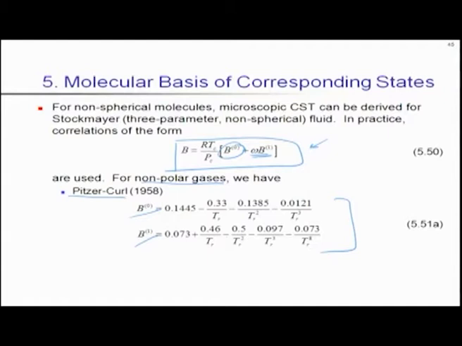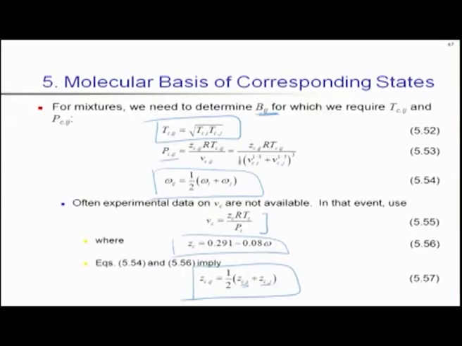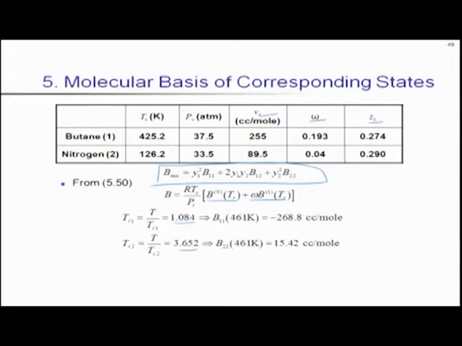Let me go back and look at this expression again. This was B0, which depends on Tr, and this is B1, which also depends on Tr. For individual butane and nitrogen we have calculated Tr, so we will be able to calculate B0 and B1. Once we calculate B0, since we know Tc and Pc, we calculate the B's here. That means B11 and B22 we can now evaluate, and that is what we did here. We evaluated B11 and B22, which came out to be this.